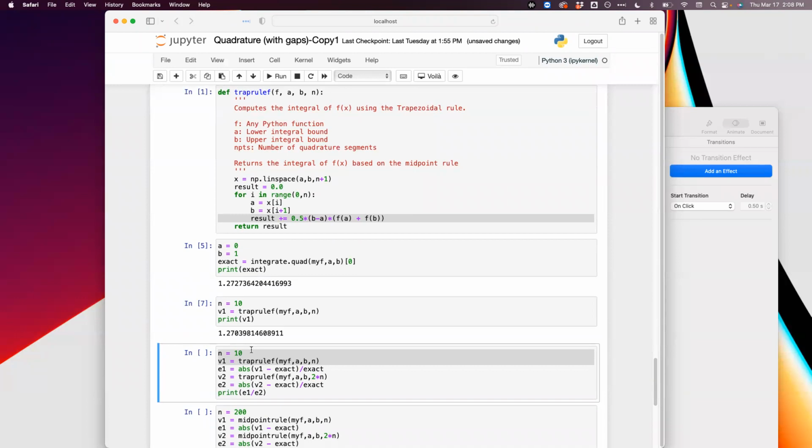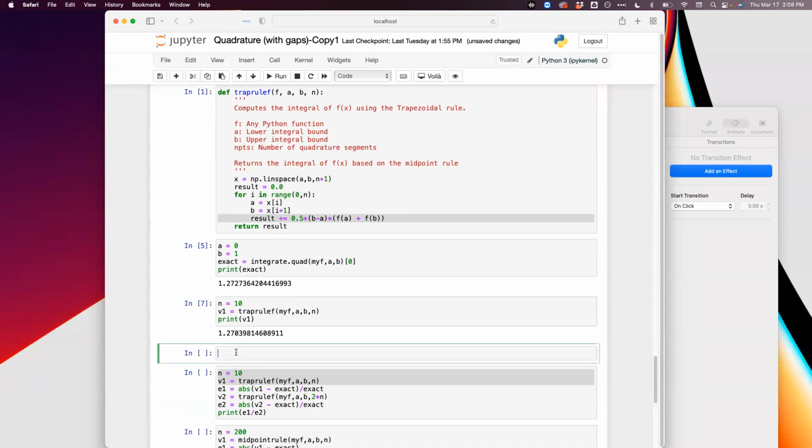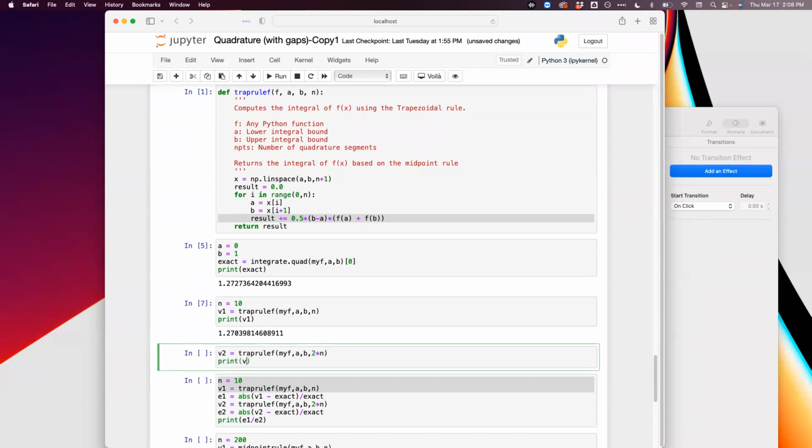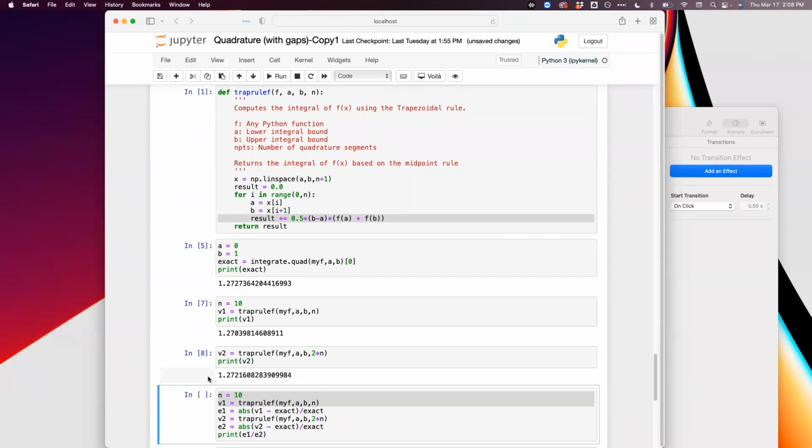For example, what if you double the number of intervals? If you were to double the number of intervals, you'd get v2 is trap rule f. You give it my function f going from a to b, and let's double the number of intervals, so 2 times n, and then print v2. It improved the approximation, okay? So 1.270 to 1.272.